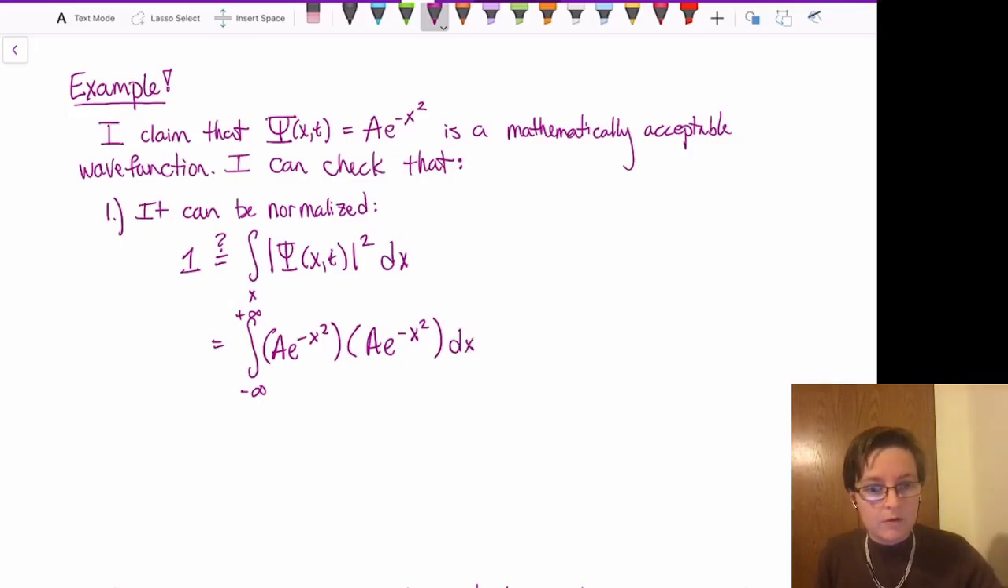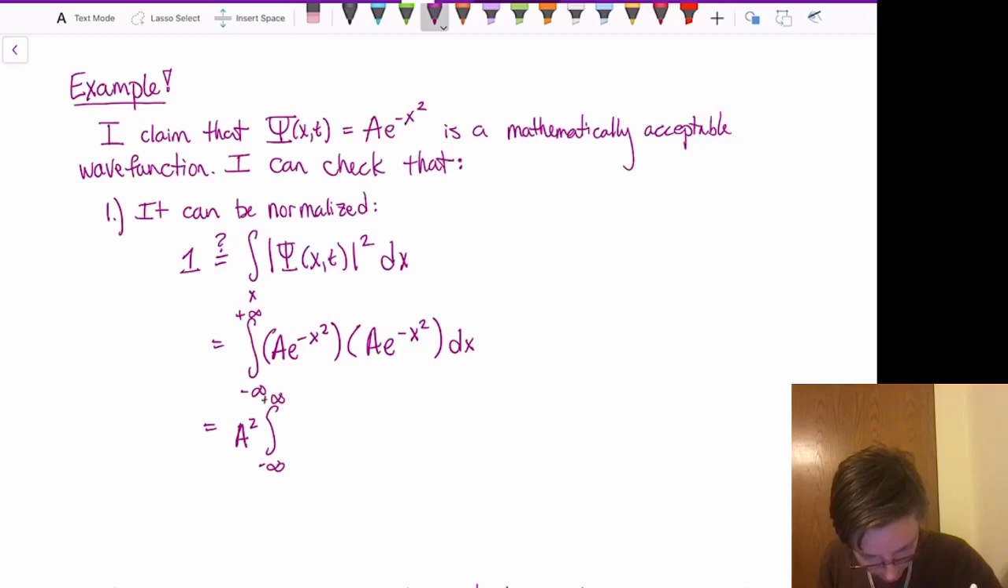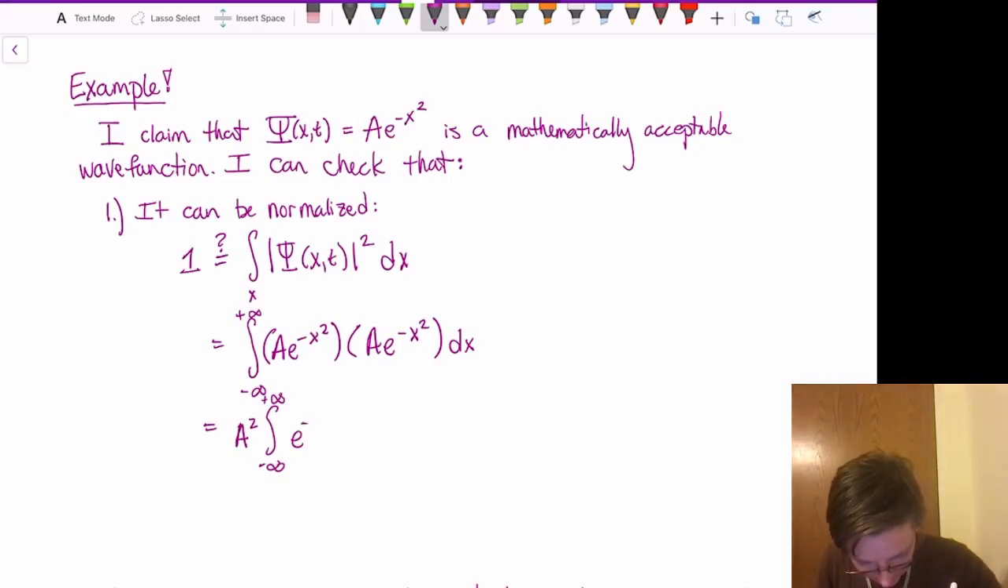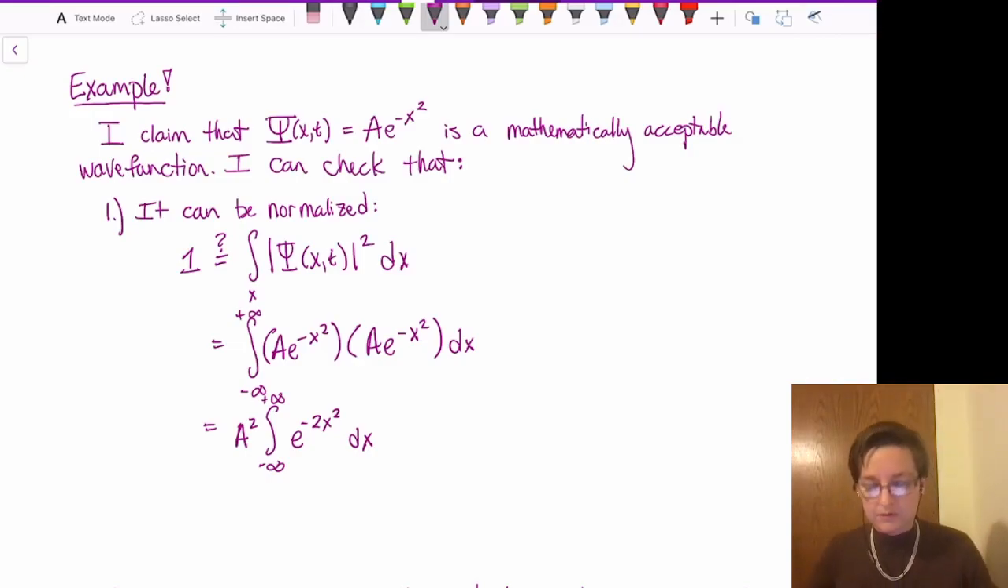All right, so that's great for us so far, and I'm going to clean it up a little bit by, one, pulling out our constants outside of the integrand, and two, remembering some of the math that I learned in my pre-calculus course, which tells me that when you multiply two exponentials together, that's the same as adding the exponents together. So this is equal to a squared times the integral from negative infinity to positive infinity of e to the negative 2x squared dx.